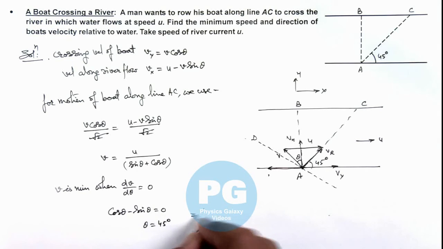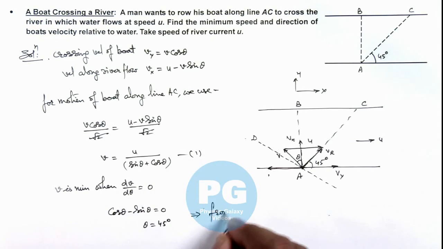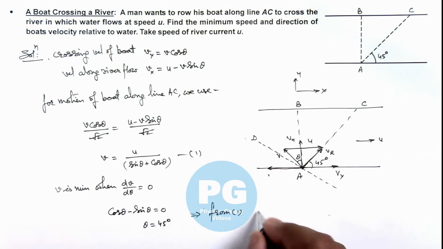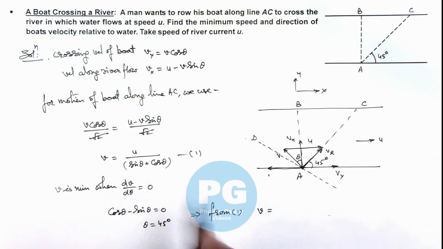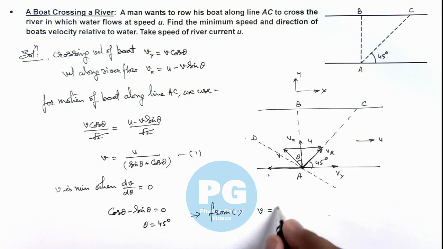This implies, from equation 1, we can write the value of v equals u divided by sin 45 plus cos 45, this is root 2, so this is equal to u by root 2 at theta equals 45 degrees. So this will be the result of this problem.